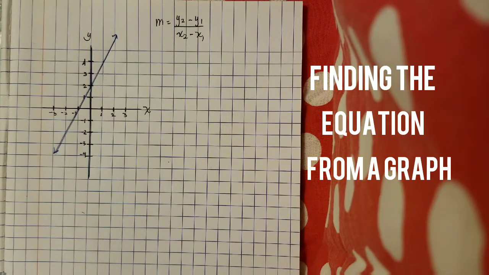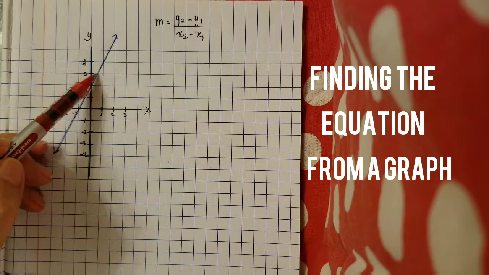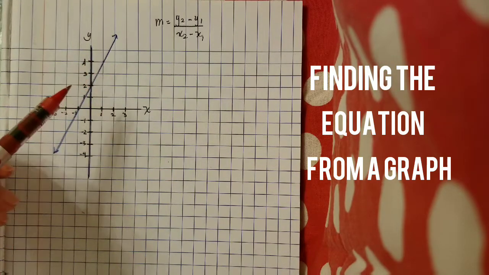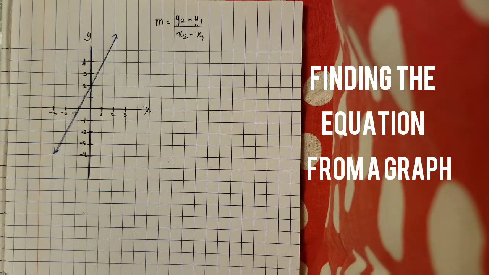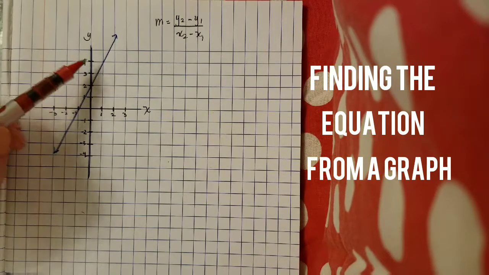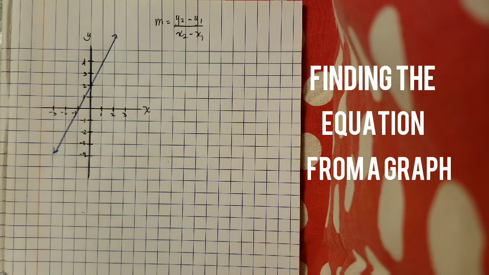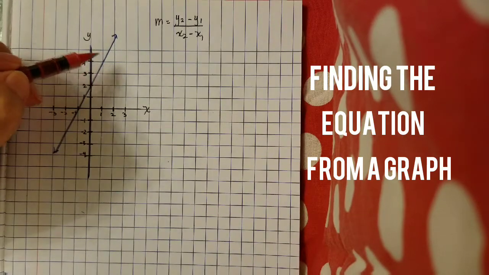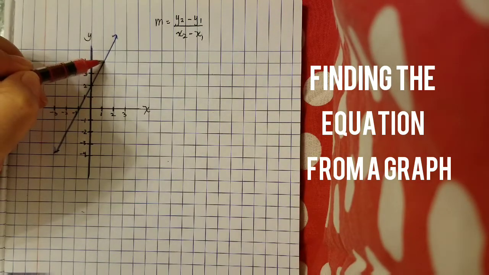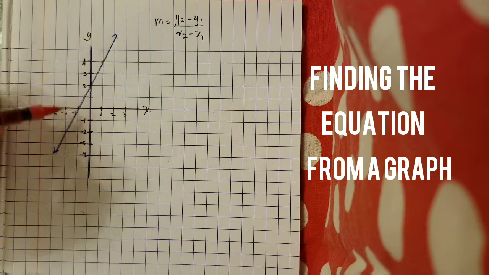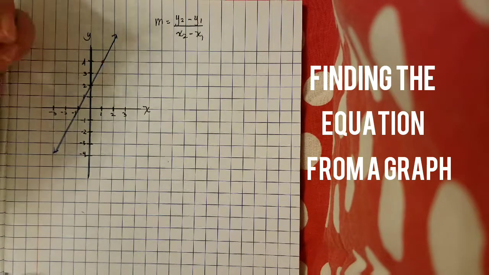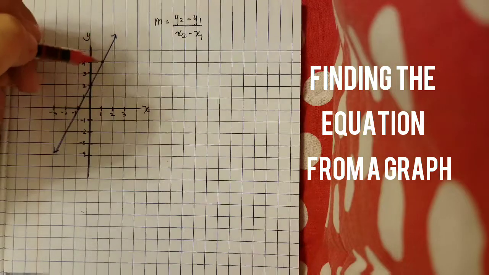Okay? So when you do this, do not pick points that are not where the grids intersect. I mean, you can do that, but it's harder to be accurate. You can be more accurate if you actually choose a point where the line passes, where the grid intersects. So you can choose this point, or this point, or this point. Okay? So for this tutorial, I'm going to choose this point.